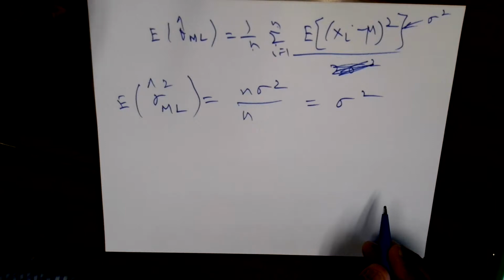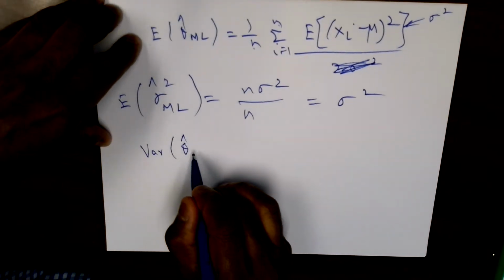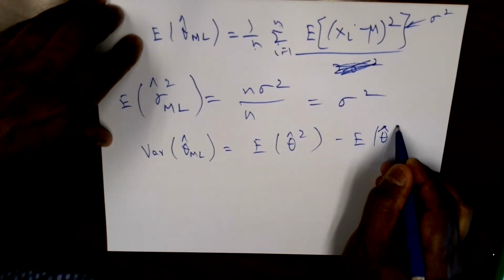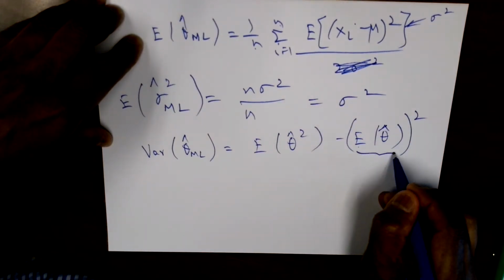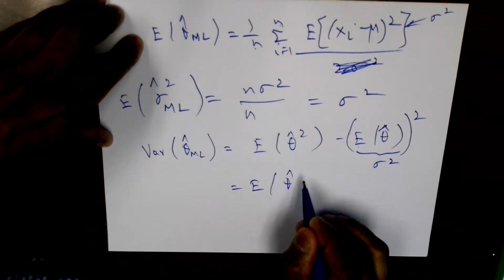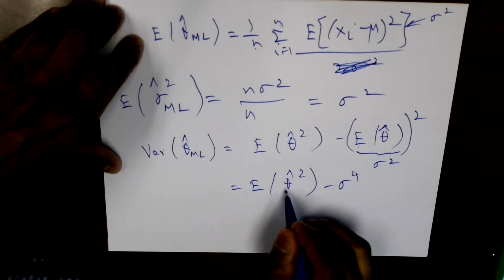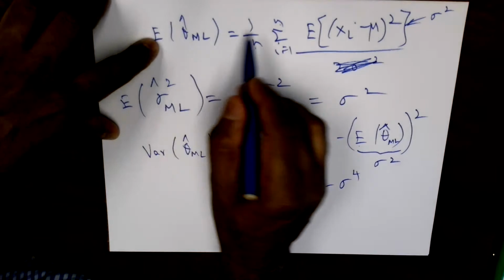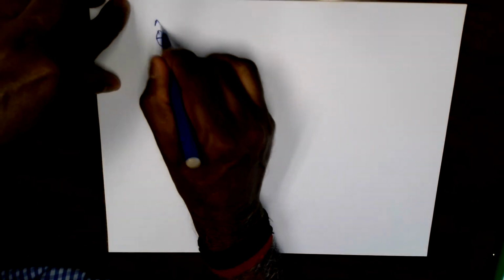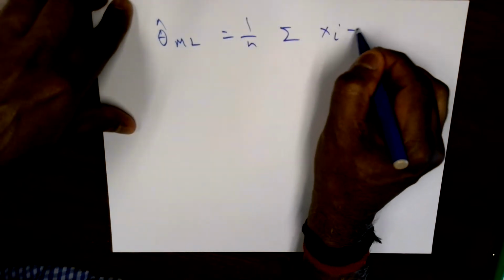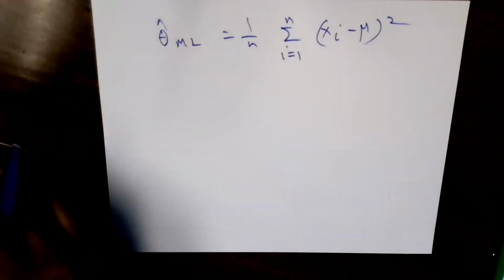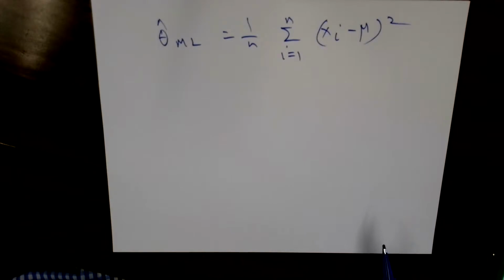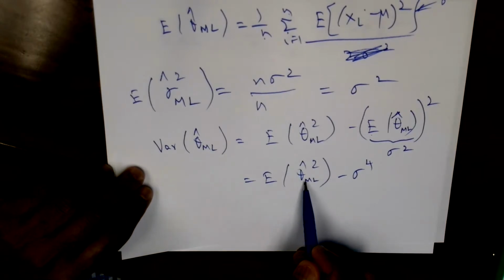So the next question is what is its variance? So we want the variance of theta hat ml. Variance of any random variable is the expected value of the square minus the square of the expected value. But this we already know as sigma squared. So this is the expected value of theta hat squared minus sigma to the 4. So we want to find out this quantity. Theta hat ml is 1 over n times the summation of xi minus mu the whole square, from the previous page. So I just copied this last line. Now we want to square it and take the expected value.